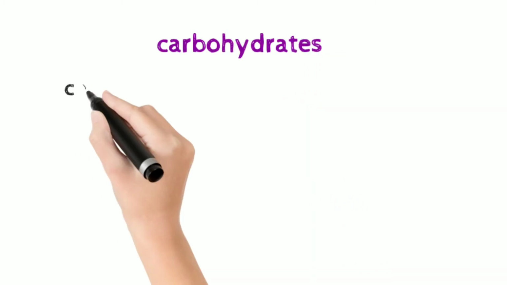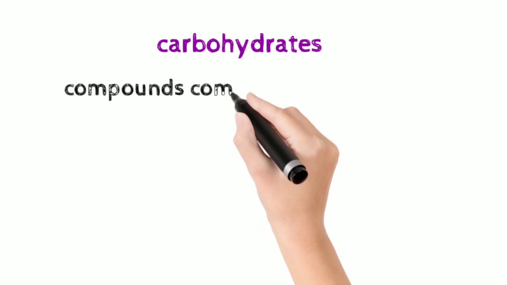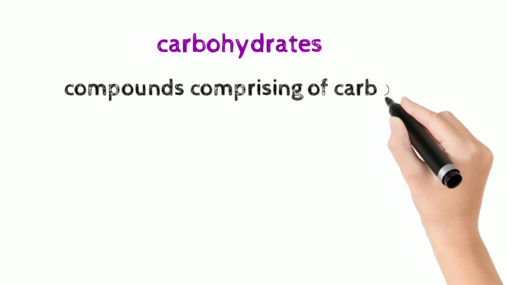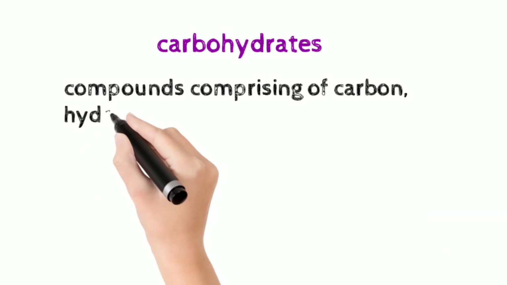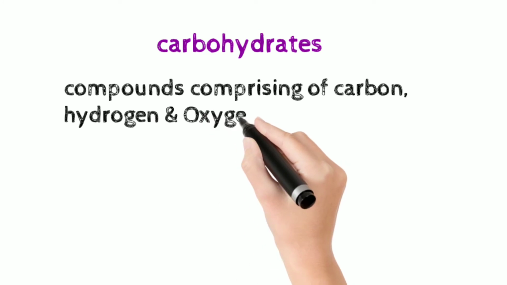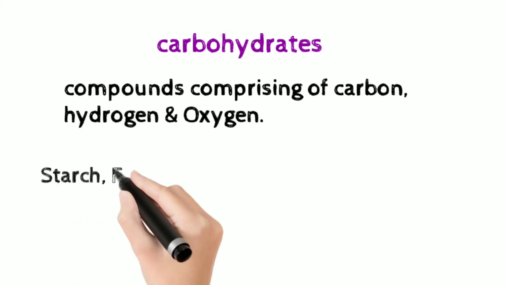Okay, number one, let's discuss what are carbohydrates and their functions. Carbohydrates are compounds containing carbon, hydrogen, and oxygen. They together form carbohydrates. And carbohydrates have many types. Number one, starch, fructose, lactose, glucose, cellulose. There are five types of carbohydrates. And the functions. Carbohydrates provide energy to our body. This is very important because it provides energy to our body.